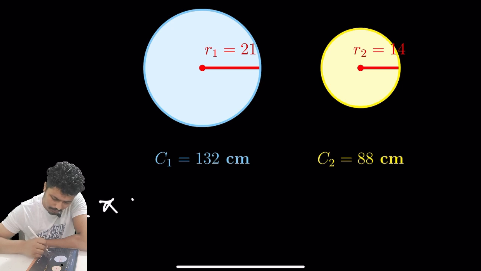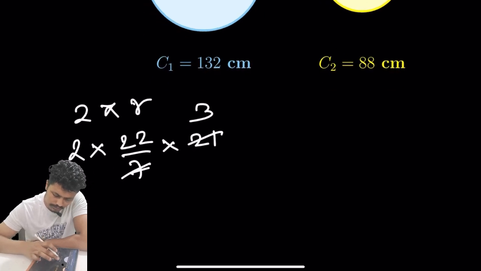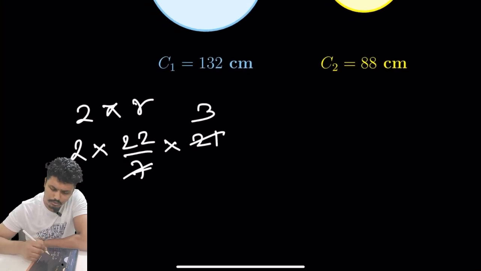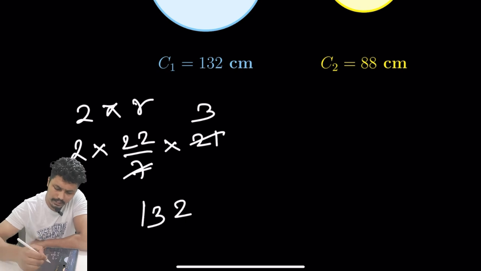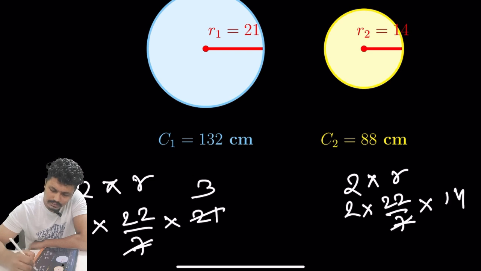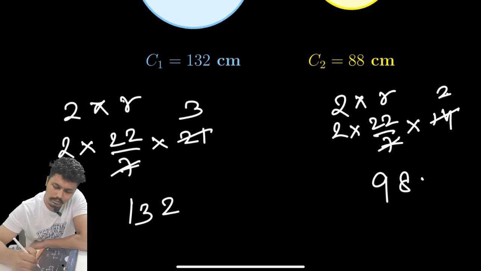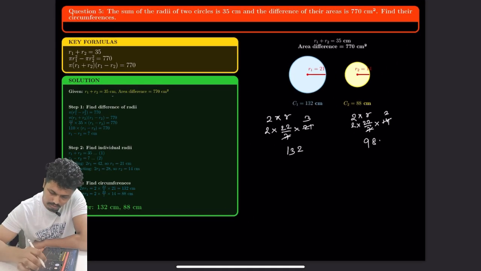Circumference of this one will be 2 pi r. So 2 into 22 by 7, r is 21, 7 3 21, 3 2 6, 6 into 22 is 132. And what about this one? 2 pi r, 2 into 22 by 7 into r is 14, 7 2 14, 2 into 2 is 4.